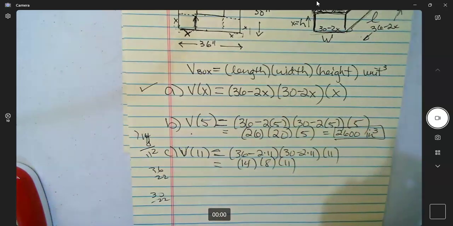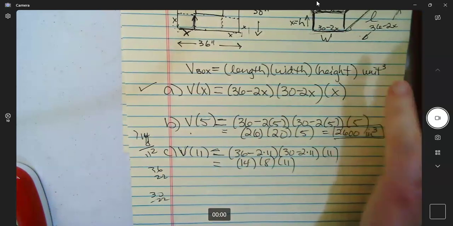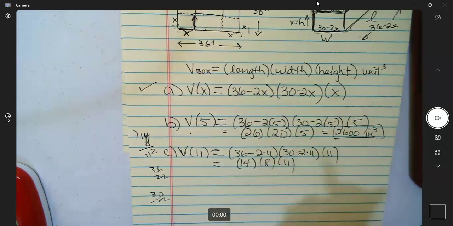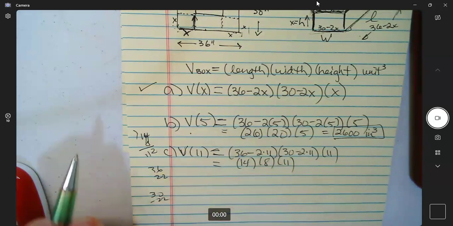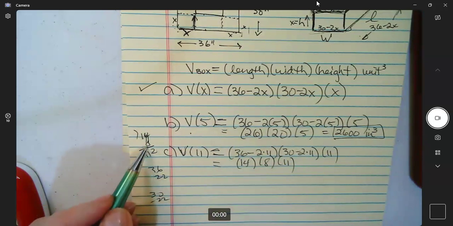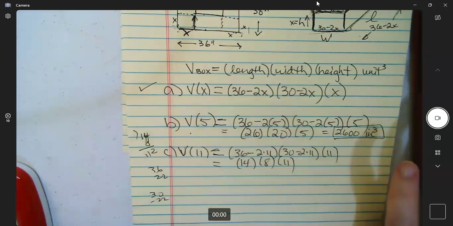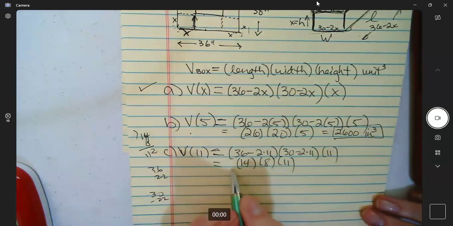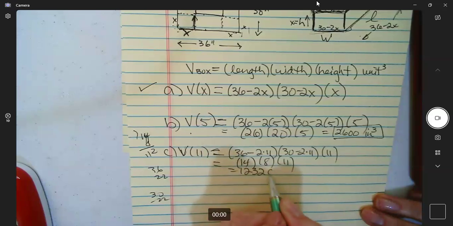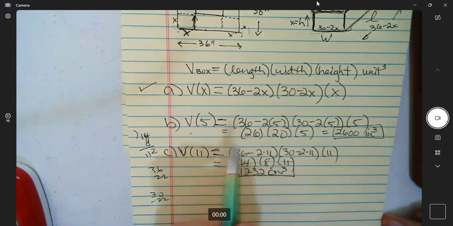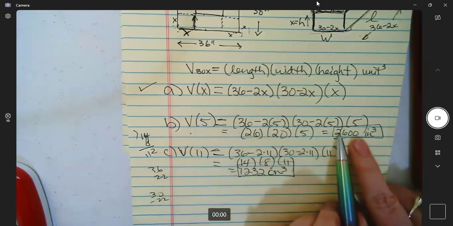I'm going to break down and get out a calculator at this point. All right, so I've got, what do I have? 14 times 8. I could do 88 times 14. I don't care. Let's just do it. 88 times 14. 1,232. Is that the same as 112 times 11? Yeah, 1,232 cubic inches.